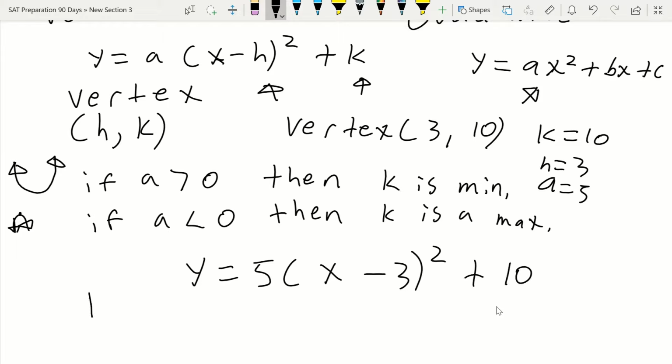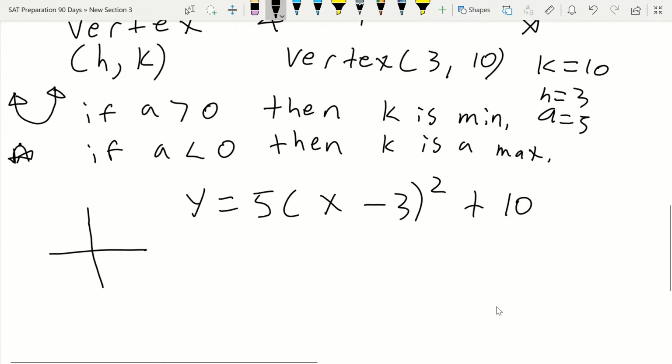So what that would look like as a graph, we'd have our x and y axes. We would have positive 10 as our minimum, and we would have that at 3. So we've got 3, we'll put 10 right here, and that's going to be our minimum, and we are going to go up. So it's going to look something like this. That would be our parabola for that type of equation.